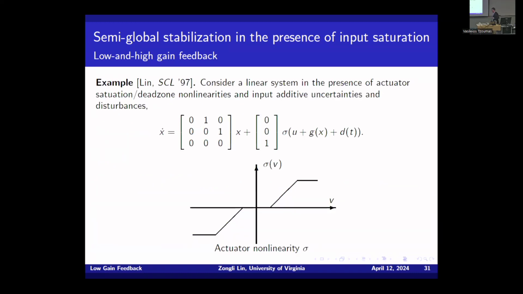And I use this example to show. These are three integrators. And I have bounded uncertainty here, disturbance. I have nonlinear uncertainty here. And the actuator has this property. This is both saturation and dead zone, right? And we know these are contradictory, because to avoid the effect of dead zone, you need the gain to be large. To avoid the effect of saturation, you want the gain to be small.